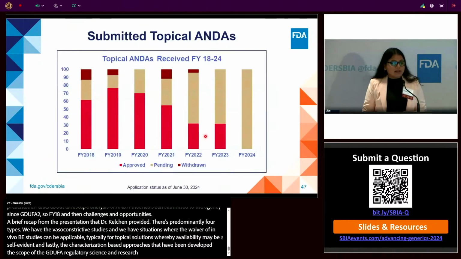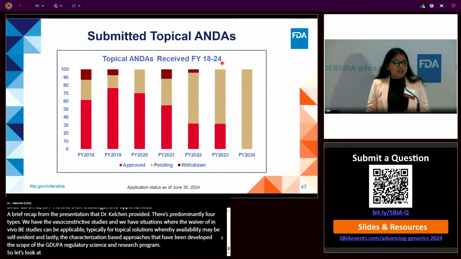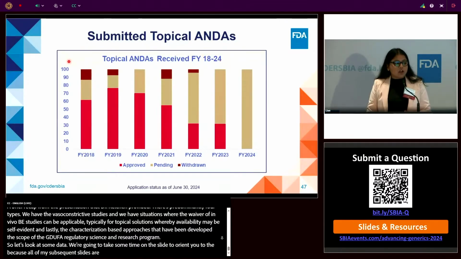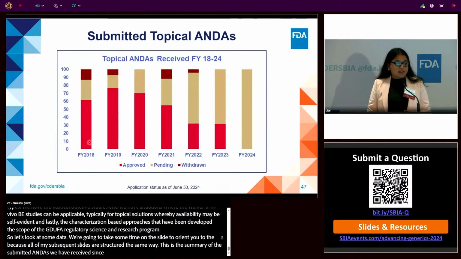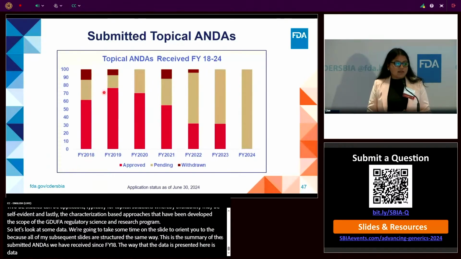So let's now look at some data. I'm going to take some time on the slide to orient you to this slide because all of my subsequent slides are structured the same way. This is a summary of the submitted ANDAs that we have received since FY18. And the way the data is presented here is data for a given fiscal year is normalized to the total number of ANDAs received in that fiscal year.